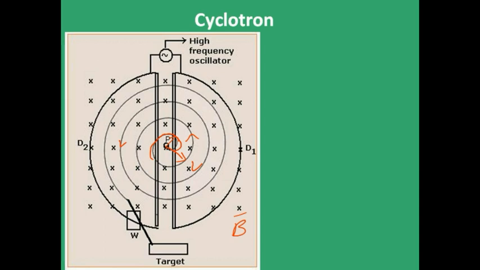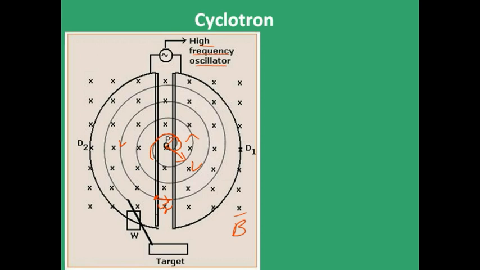These two Ds are connected to a high frequency oscillator. What this does is it just changes the polarity of these two Ds. At one moment, this D is at higher polarity and the other D is at lower polarity. Say when the particle is here, this ensures that D2 is at higher potential than D1. So this particle gets attracted to D1 and hence it goes like this. And when it travels this short distance, it gets accelerated.